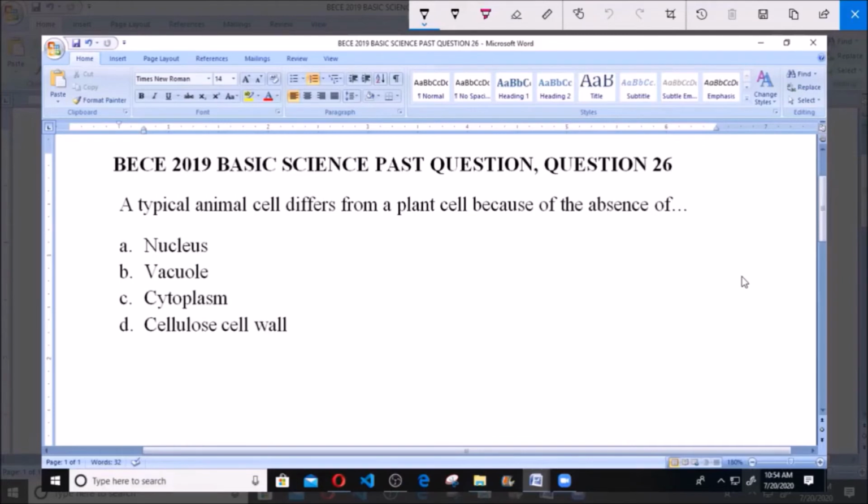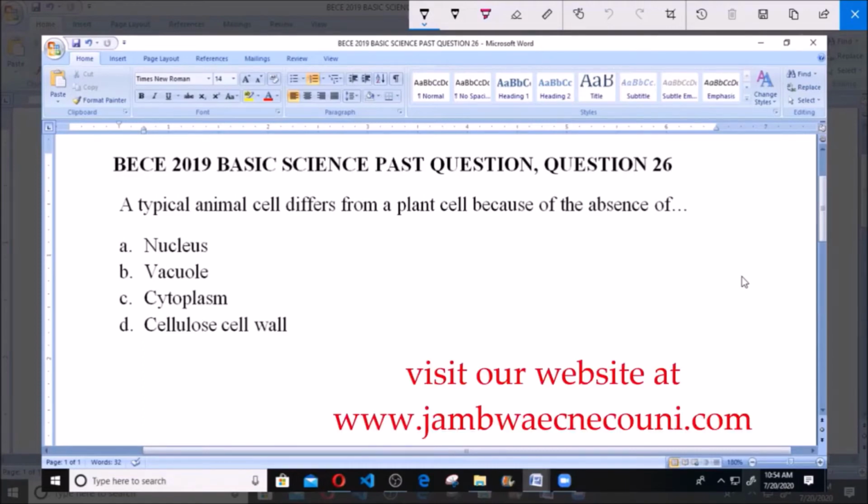Today we're going to be looking at BECE 2019 Basic Science Past Question, question 26. A typical animal cell differs from a plant cell because of the absence of dash. A. Nucleus, B. Vacuole, C. Cytoplasm, and D. Cellulose cell wall.